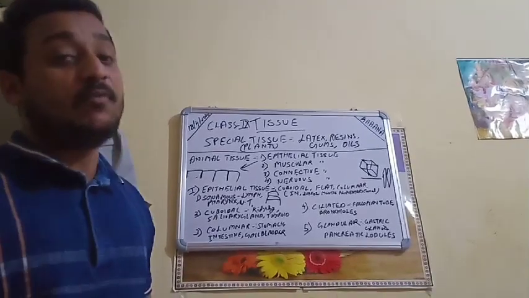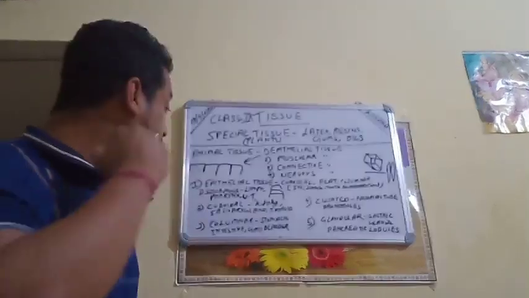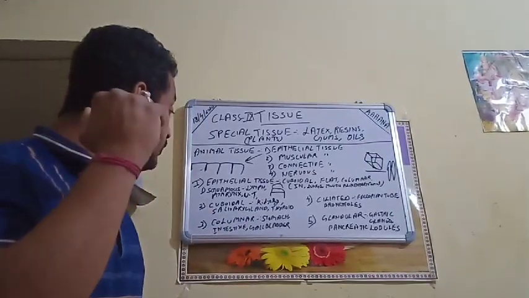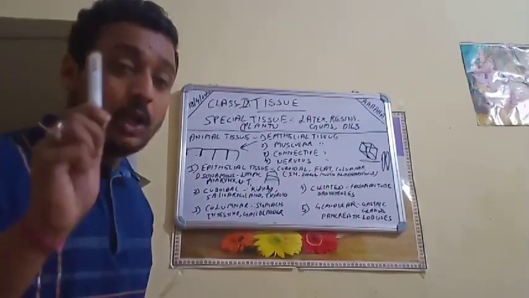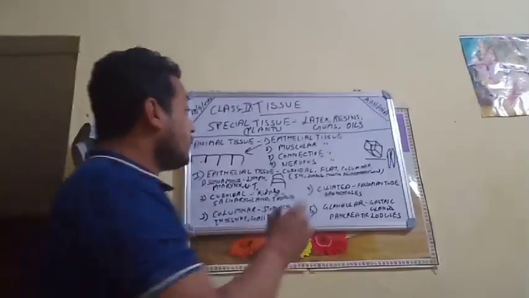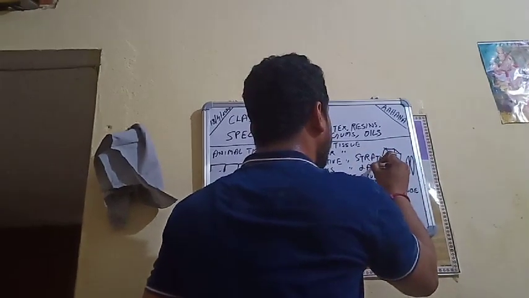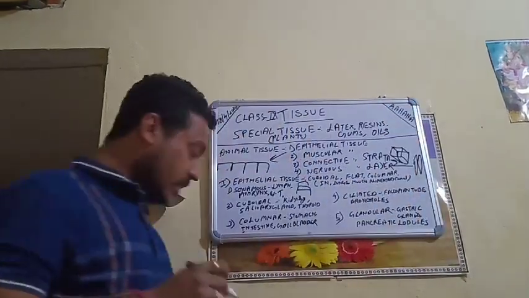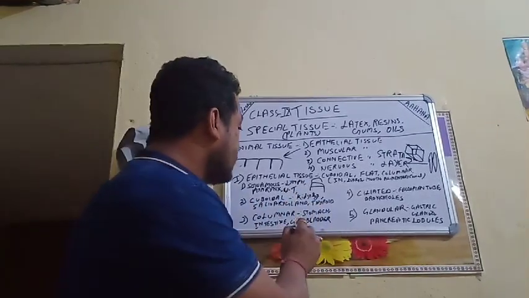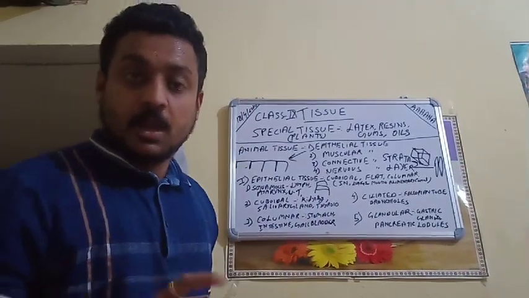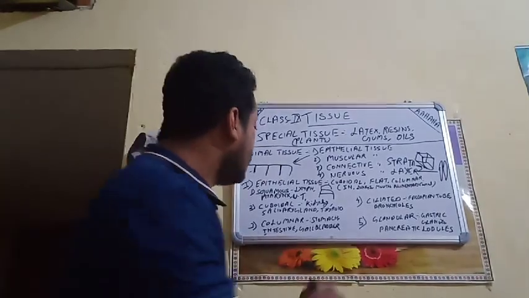Simple cuboidal and stratified cuboidal. Generally, the simple cuboidal is present in the salivary glands. Stratified cuboidal means the layer of the cuboidal cells. Stratified means layer, strata, S-T-R-A-T-A, means layer. So what happens? This stratified cuboidal epithelium is generally present in the thyroid gland and the kidney. I repeat, the simple cuboidal epithelium is present in the salivary gland, and stratified is generally found in the thyroid and kidney.